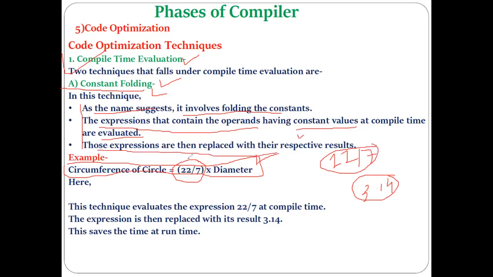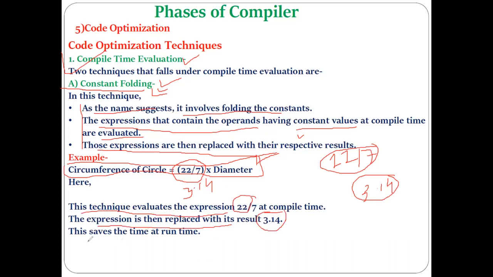Whatever the result of this evaluation, that will be 3.14. So instead of 22 by 7, 3.14 will be replaced. No need to do the computation at runtime, because this computation has already happened at compile time, and that is the reason it is called constant folding, referred to as compile time evaluation. This technique evaluates the expression 22 by 7 at compile time, and the expression is replaced with its result, 3.14.